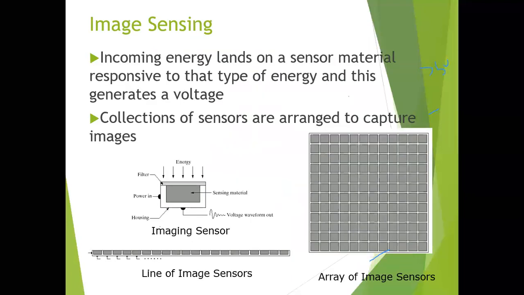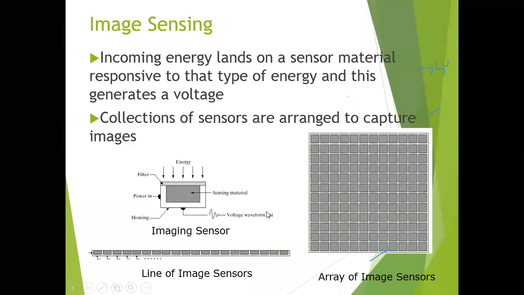So how to sense, how to capture our images, that is by sensors. You see in the picture, it is very clear that we focus some light, and the light reflects back. When the light is reflected back, the energy is passed through a filter, and then there is a sensing material like a photo detector, with a power input for that particular sensor, and housing is also required. The output of this photo detector is a voltage.